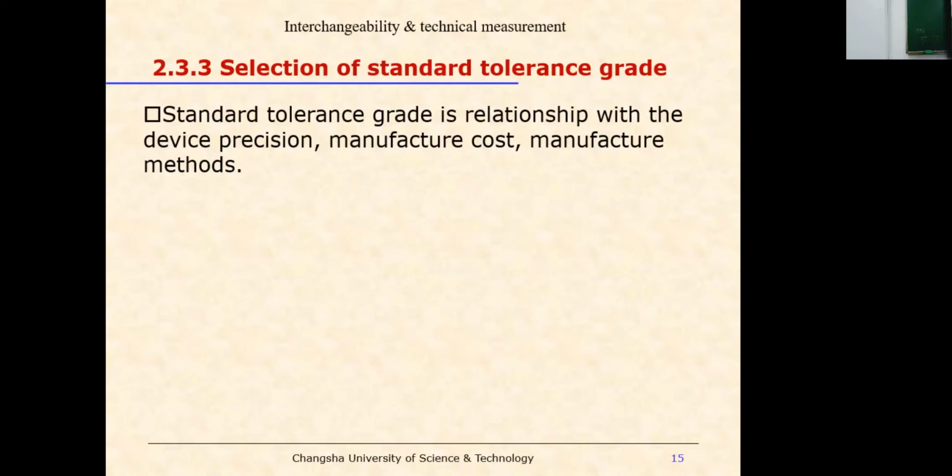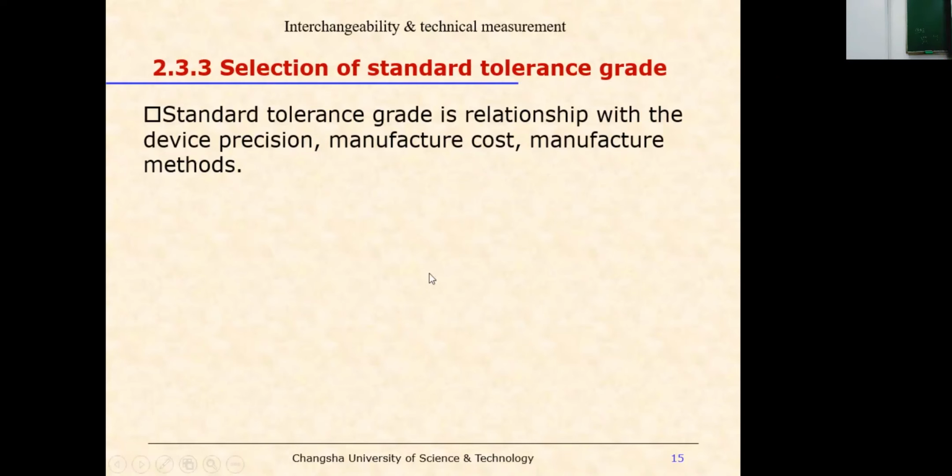If the function requires high precision, we just choose a low tolerance grade, like IT7, IT1, IT2, IT3. The value is low, so it's a high precision, right? And the manufacturing cost: if the precision is higher, the cost is much higher, right? Yes. And the manufacturing method is mainly drilling.